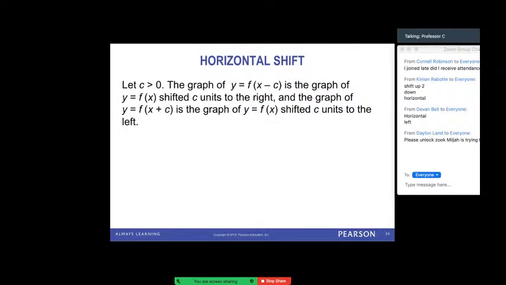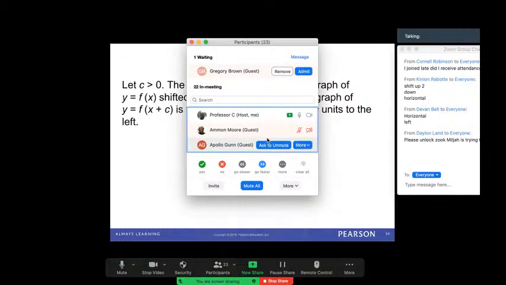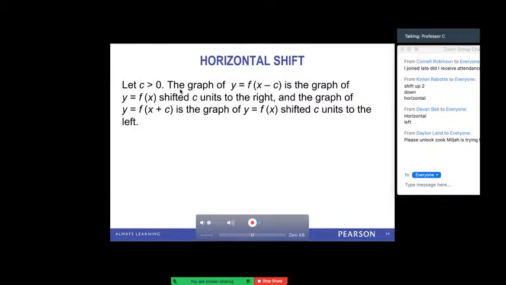Okay. So if we let c be positive, then the graph of y equals f of x minus c, right? Oh, I totally forgot about it. Oh, this is a different guy. It's Brown. Mr. Brown. Whew. And let me restart this again.